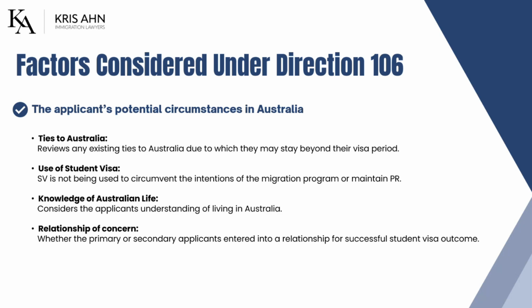Relationship of concern, whether the primary or secondary applicants entered into a relationship for a successful student outcome. So there can be other examples for this. If I came on a student visa and then I entered into a relationship with someone to gain a student visa, that will be considered.